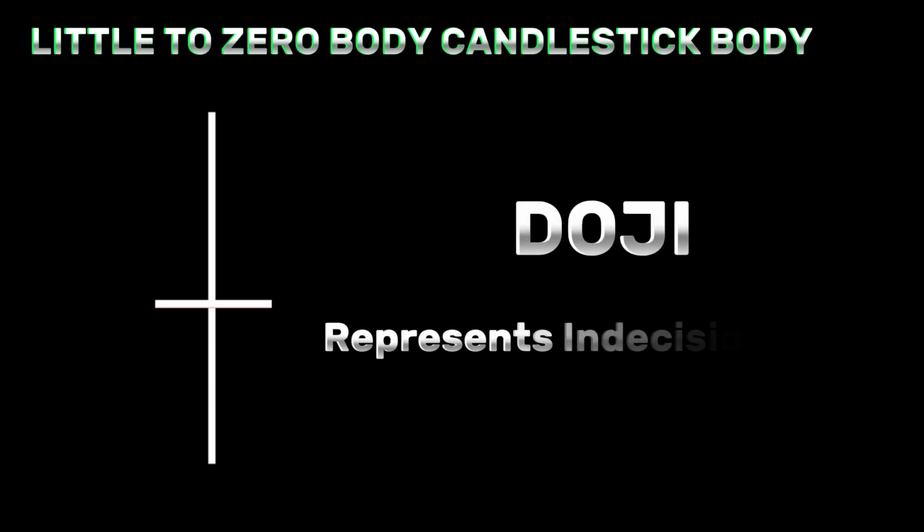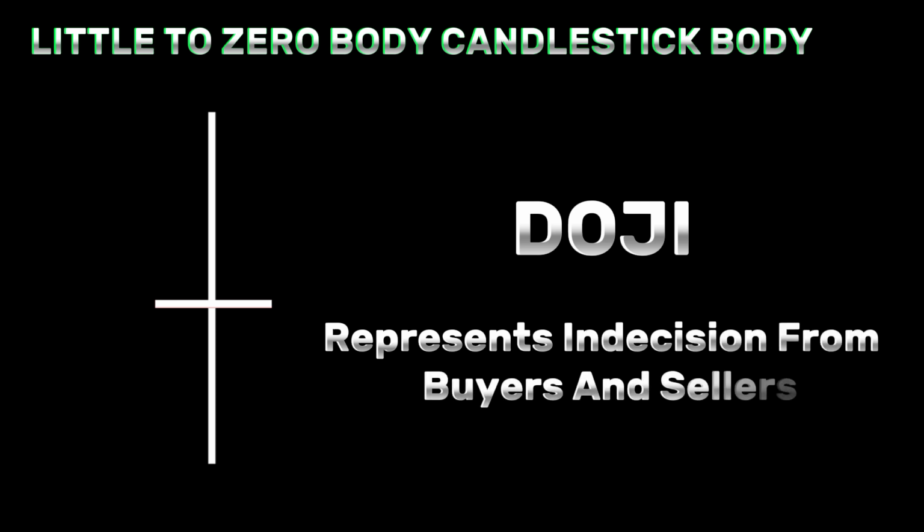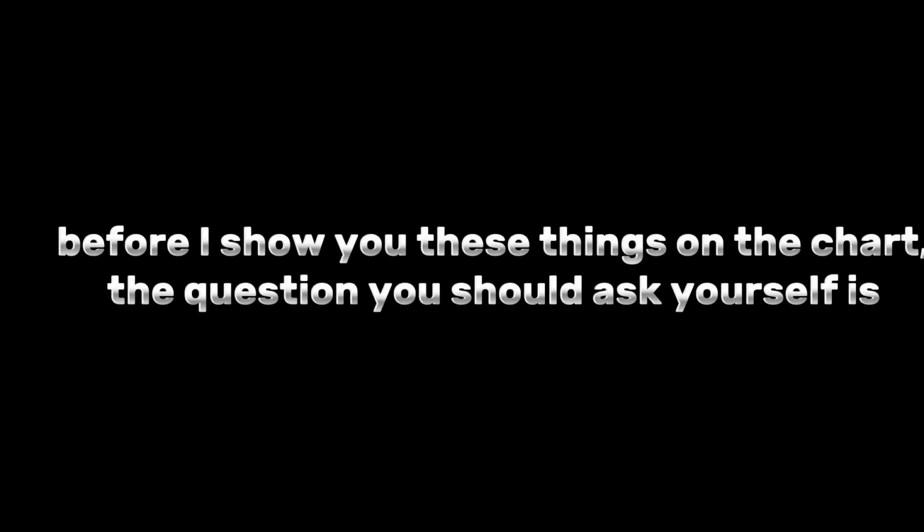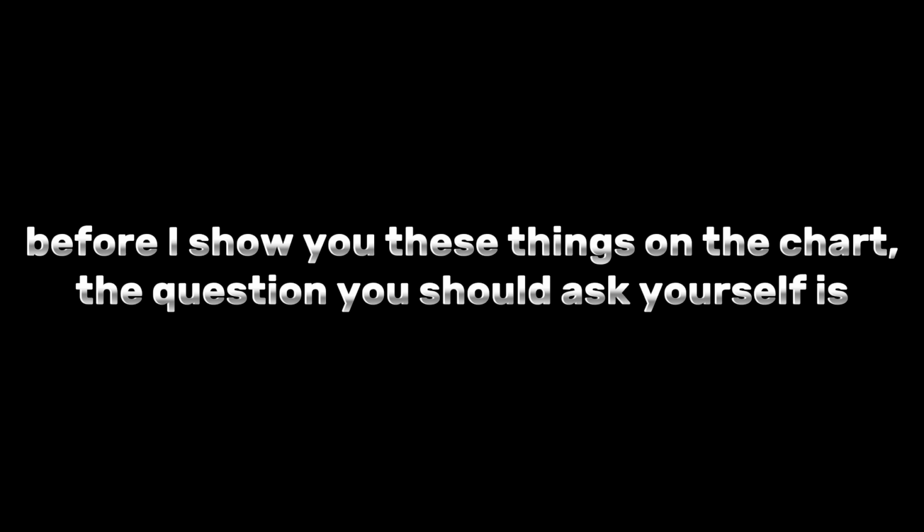When you have a very small candlestick body, or close to no body, this is known as a doji, which represents indecision from buyers and sellers, as price swung up and swung down during that time, but then closed very close to the same price as where it opened from, which means that the buyers and sellers got nowhere, and again shows indecision.